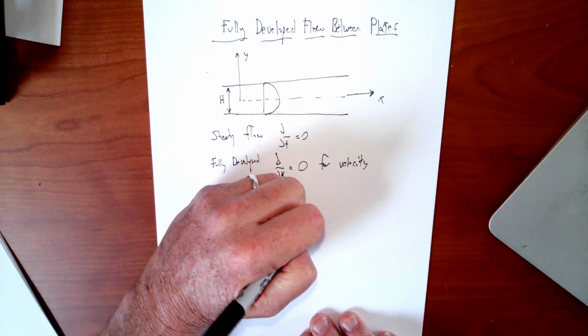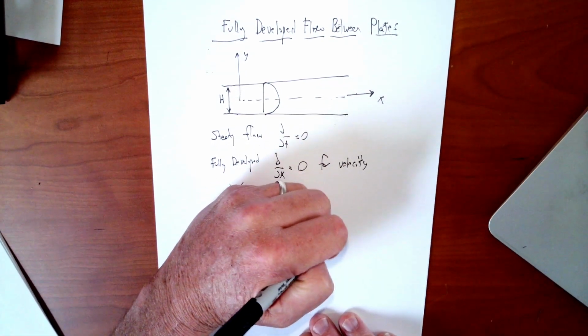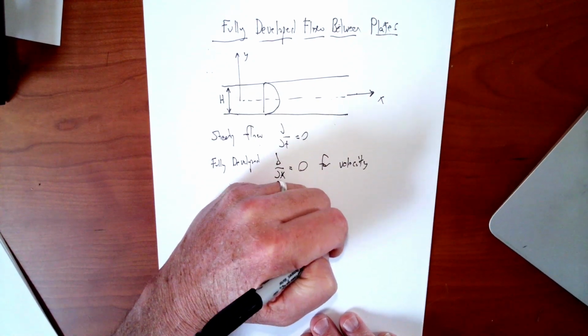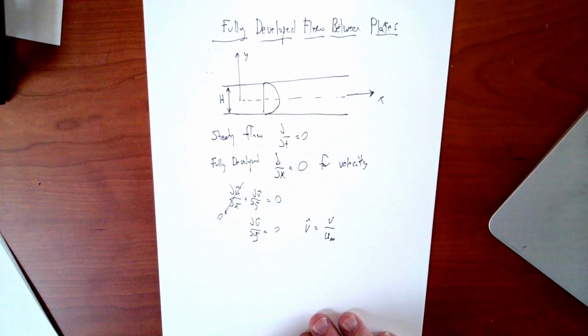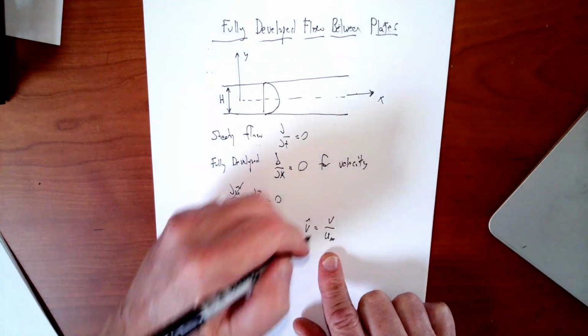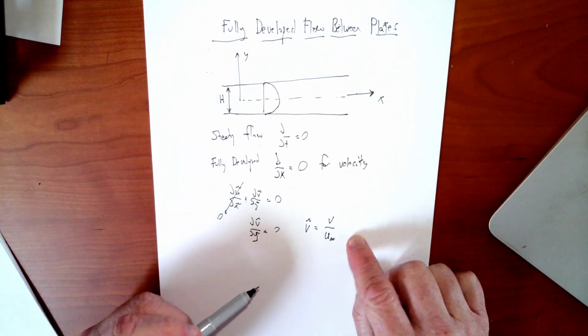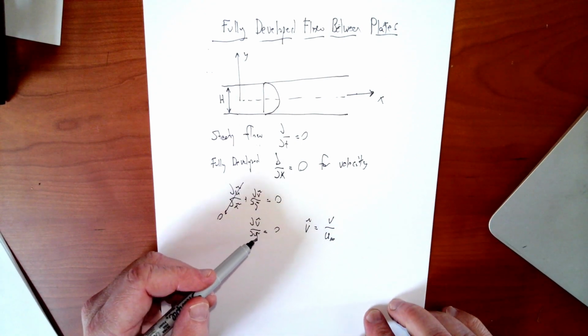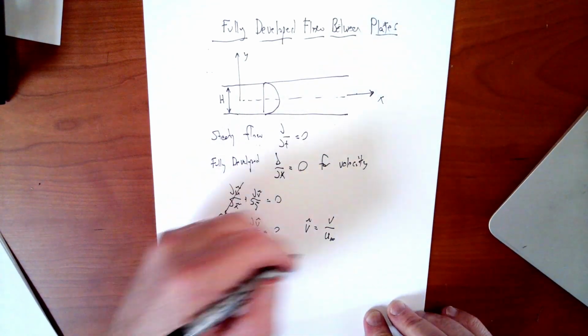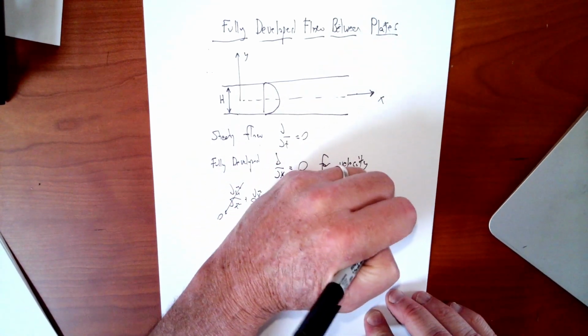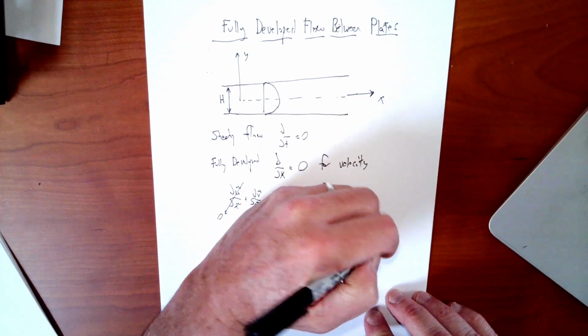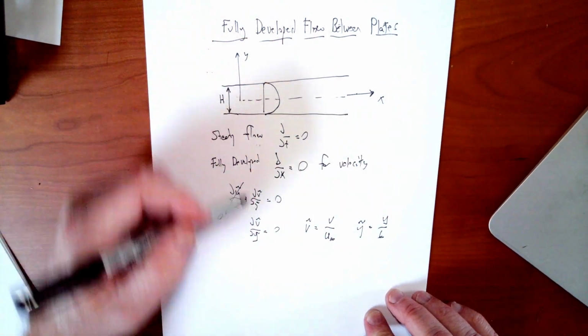V tilde is just v over u infinity, some characteristic velocity that we haven't really defined yet, and we're not going to define until a little bit later. But we know that it's going to go to 0 at the walls. So v tilde is 0 at the walls. The y dimension, of course, is just y over some length scale. So y tilde is equal to y over L. So the y direction is the same as the y tilde direction.